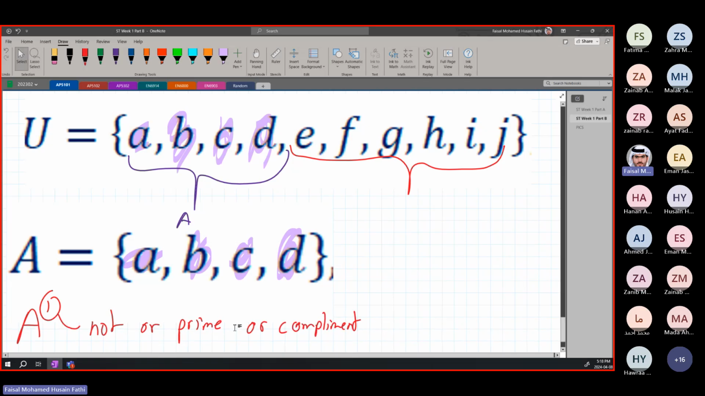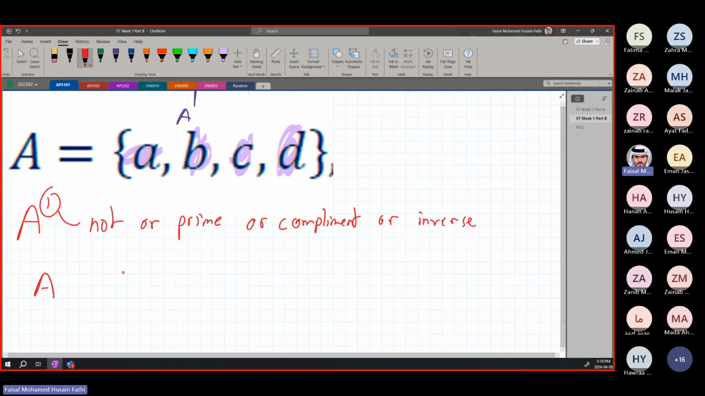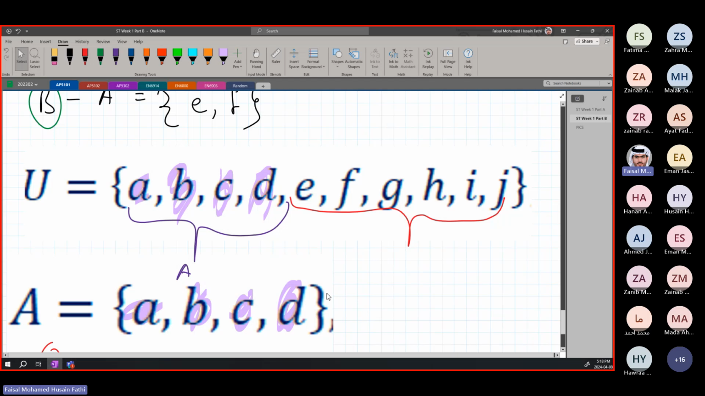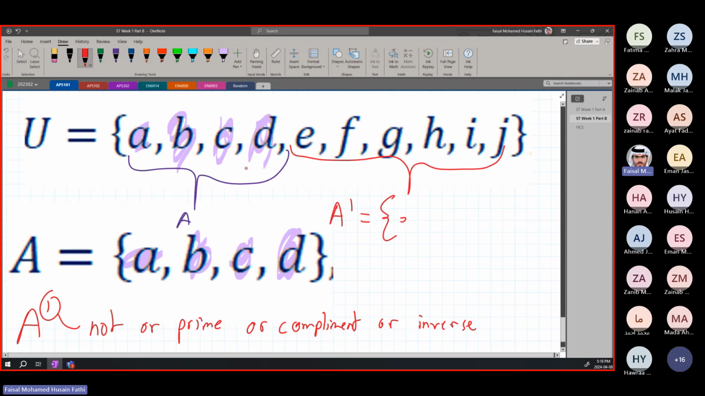Then these can all be used for the same thing, or A inverse as well. There are a lot of ways you can call this. Basically, when you see A with the prime symbol like that, it means all the values that are not in the original set. So A naught will be all the values that are not in the original set. So it is going to be A, F, G, H, I, J. This is what A naught means.